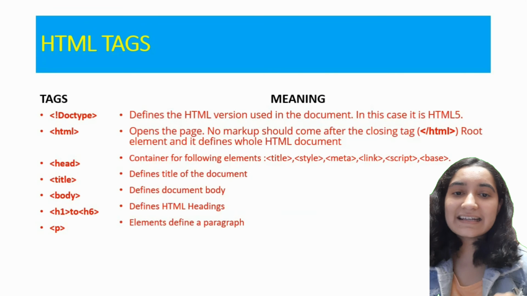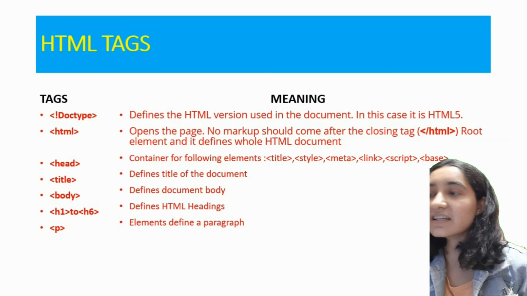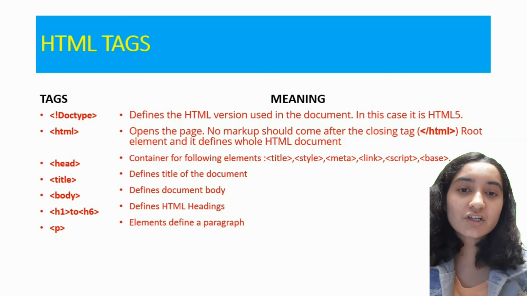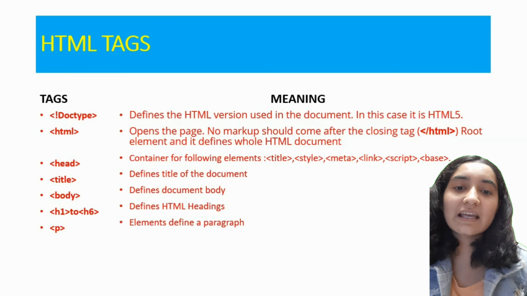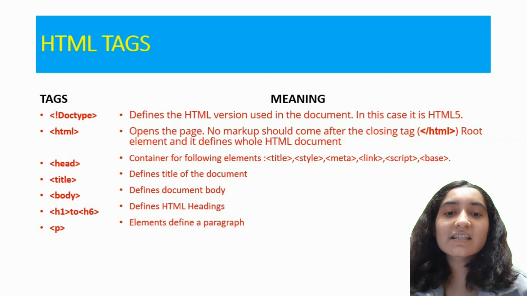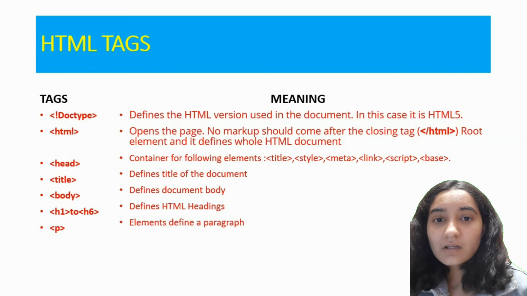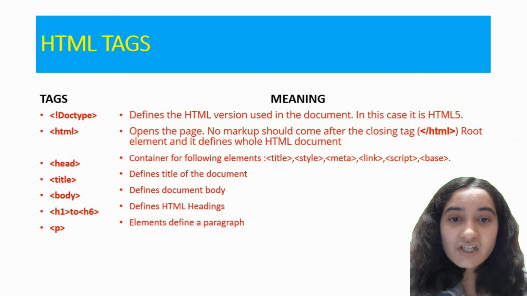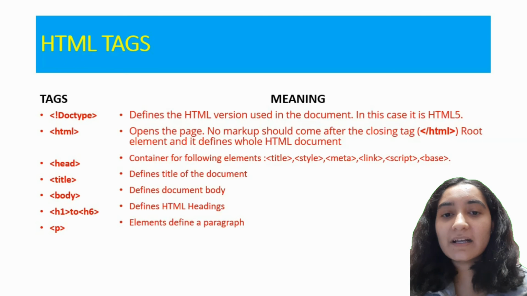Moving forward, let's see the most commonly used HTML tags. First is doctype. Doctype basically tells the version of HTML which we are using. In this case we are using HTML5. Next comes our HTML tag which opens the page. You should not write any code after the closing of the HTML tag. All the code should be written inside the HTML tag only.